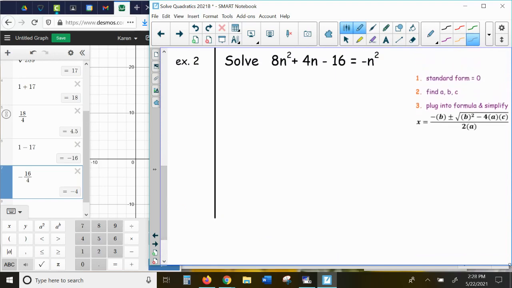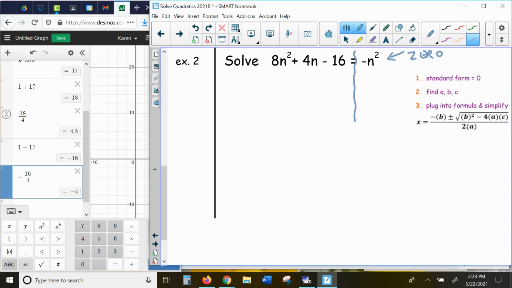Okay, I'm assuming you have it all written down. We're going to do the first step. I would have these steps on the side so that I can follow them and point to them as I go. First step is standard form. I want to make sure that this equals 0. I don't have 0 over here. I need 0 all by itself on this side. So that means I have to get rid of this.